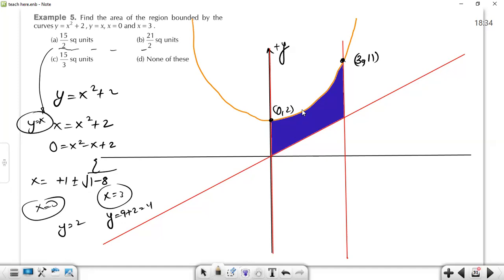Yes. So now this region is also bounded by the y axis, that is this axis, and this is the curve, and this is the straight line. There is y equals x also, which is this. This is y equals x. This is x equals 3. This is x equals 0. This curve is y equals x squared plus 2. Now the question arises, how do we find this?